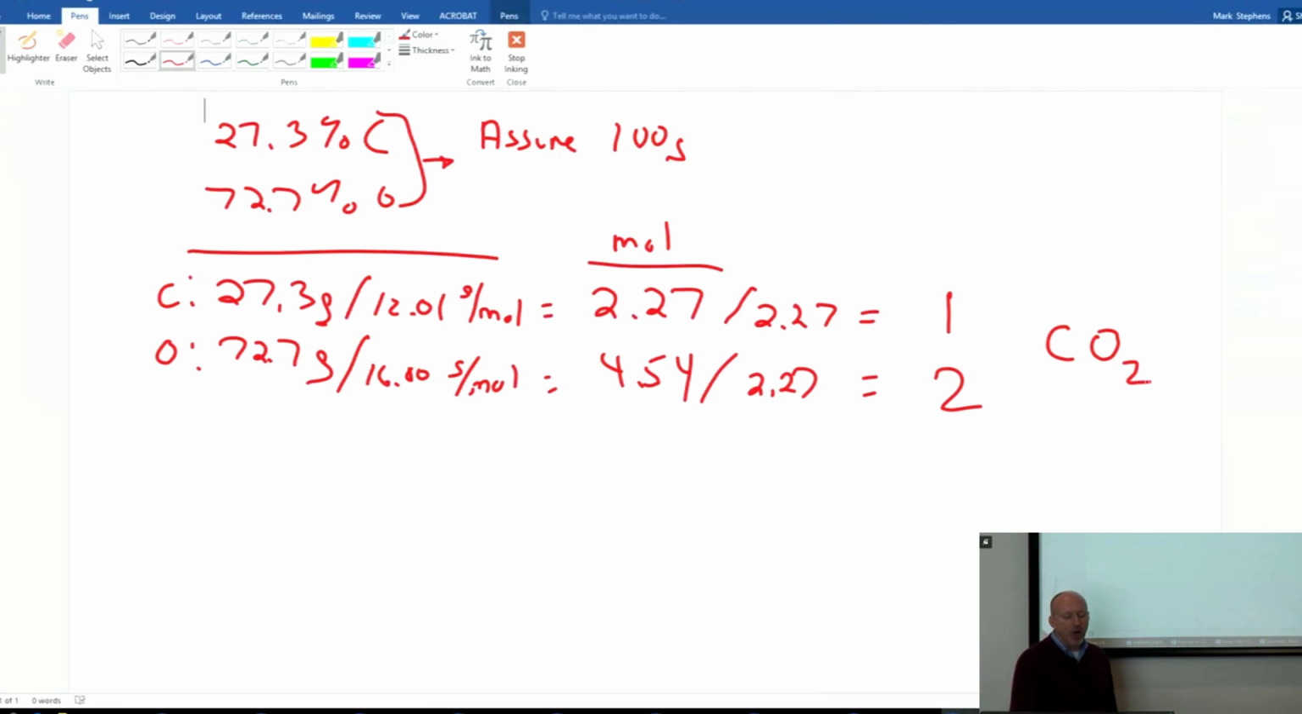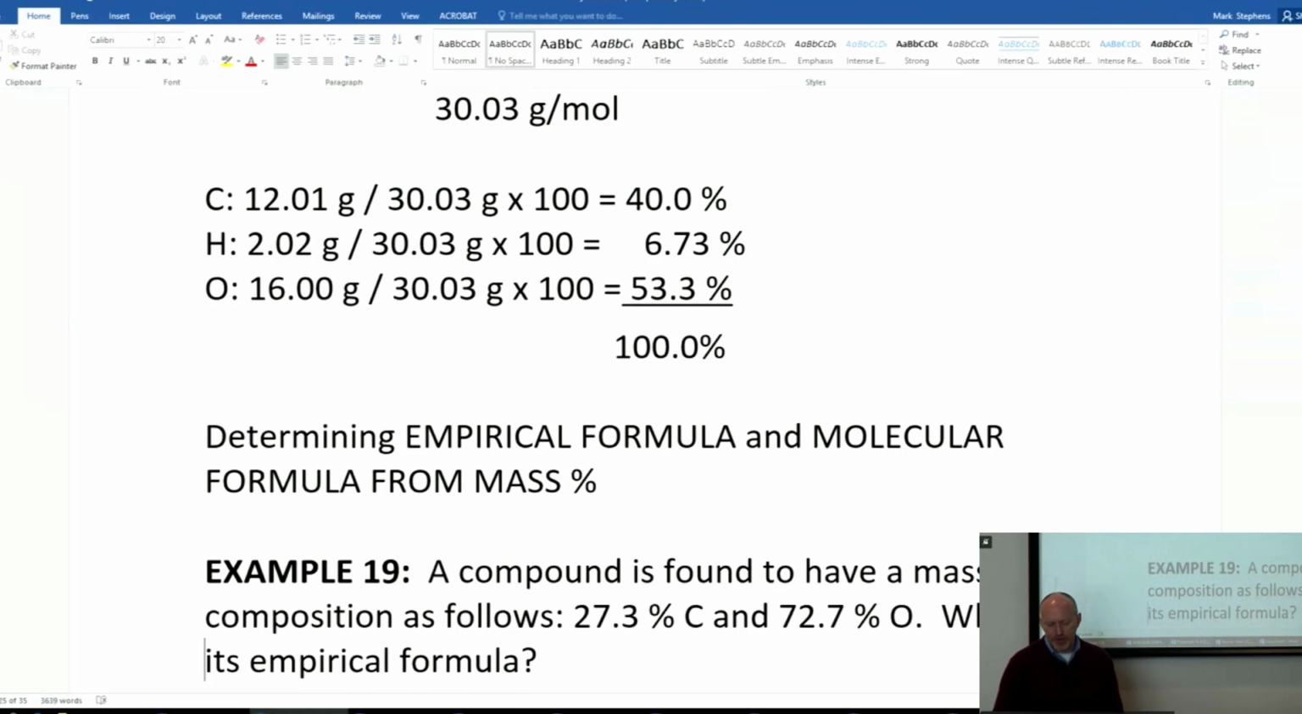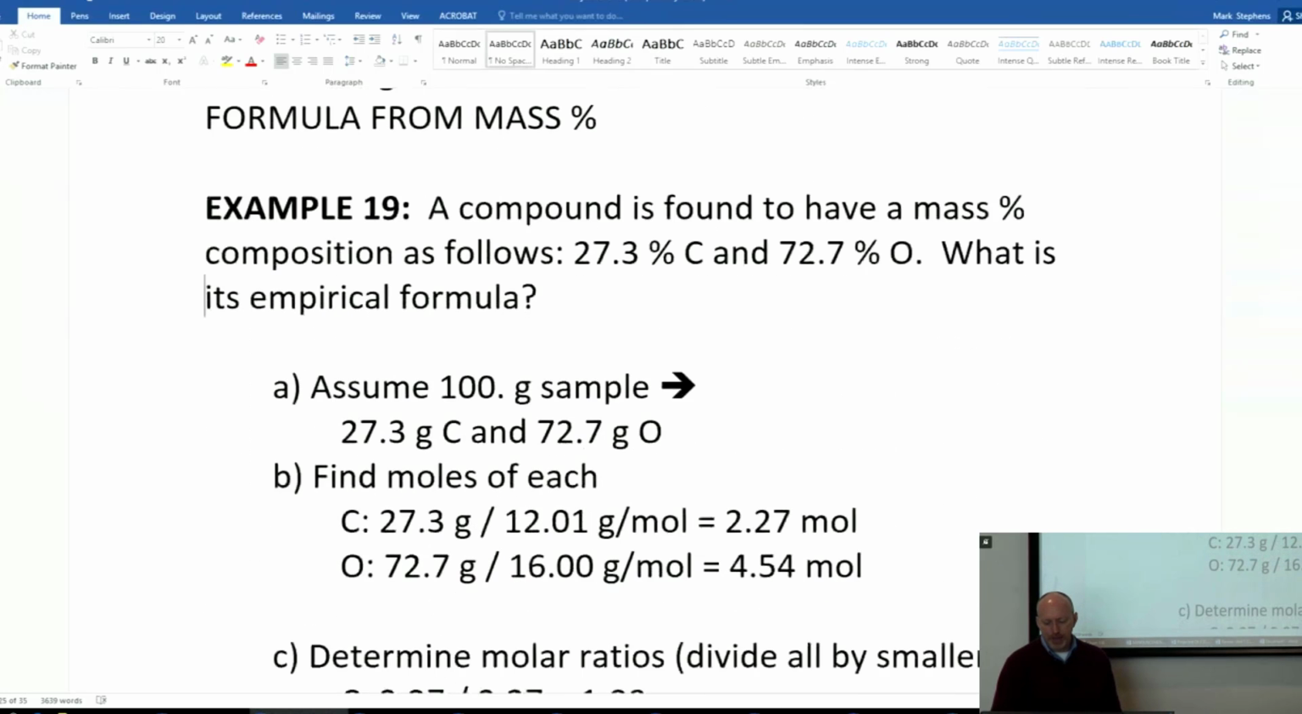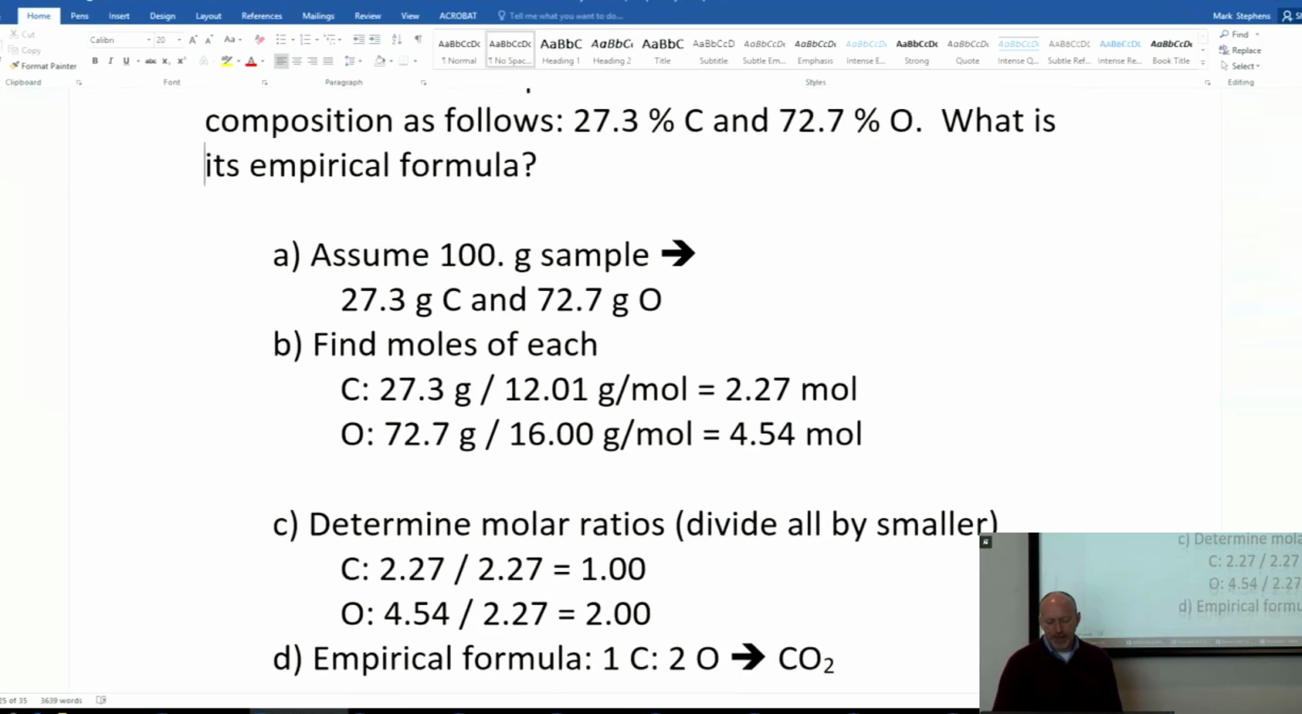So you find moles, you divide everything by the lowest, forcing somebody to 1. We need whole numbers when we build our formula. So that's how I do an empirical formula. We convert percentages to mass, find moles, make mole ratios, and then build a formula.